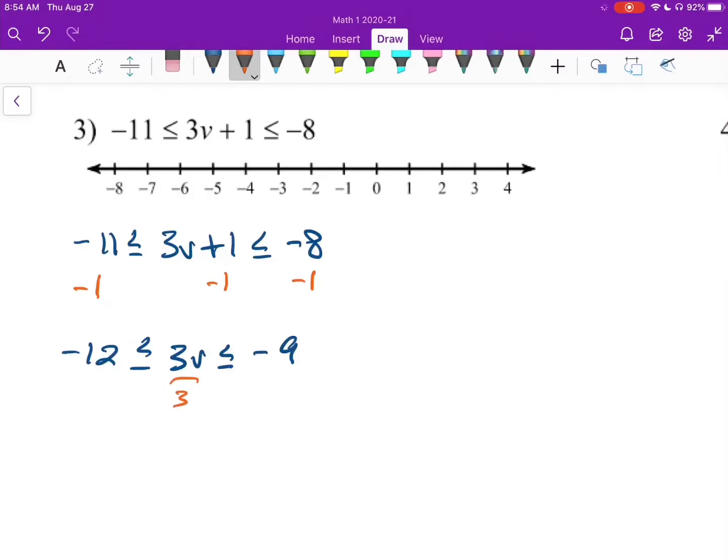Now we have to divide everything by 3. So I have v in the middle, I have my two inequalities. Negative 9 divided by 3 is negative 3. Negative 12 divided by 3 is negative 4. So I'm going to close dot both of these, because we have the equal to, and just like in number 2, this is saying really that v is between these two. So we have it like that.